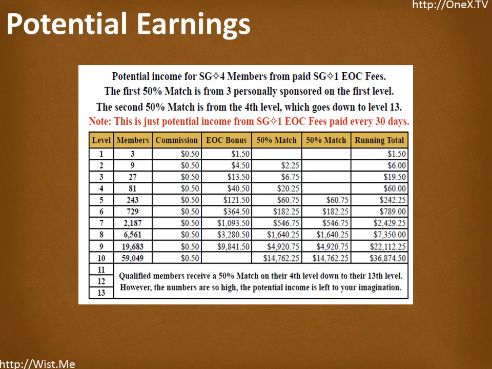Now, if you are a Stargate 4 member, you will earn 100% of potential commissions from the end of cycle fees. Alright? If you are Stargate 3, you get 75%, Stargate 2, you get 50%, Stargate 1, 25%, Stargate Cadet, 10%. Remember the free Stargate Cadet, 10%. Alright?